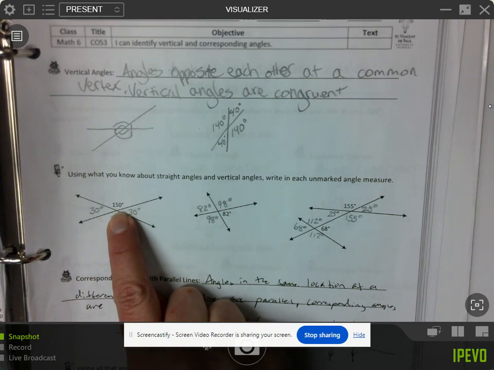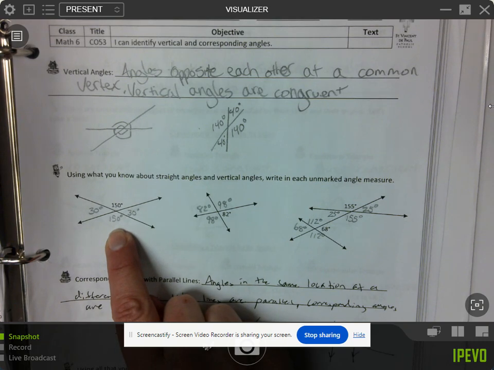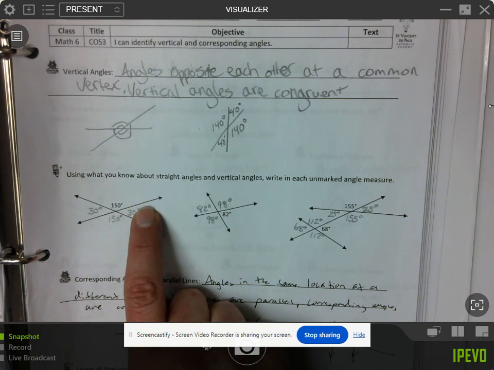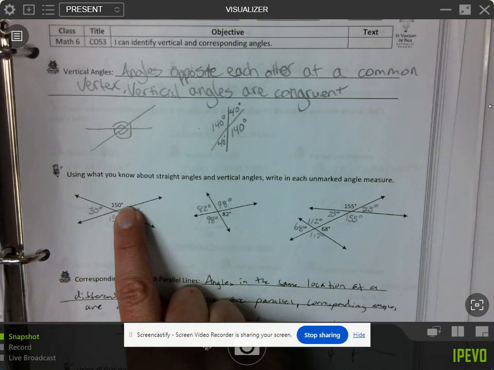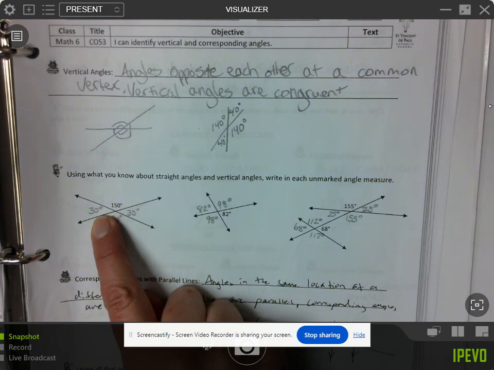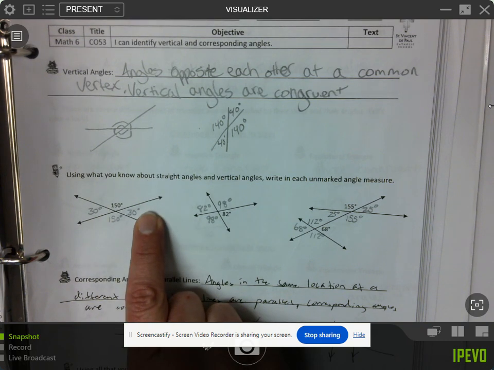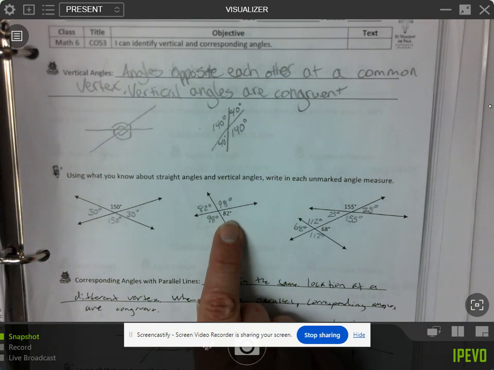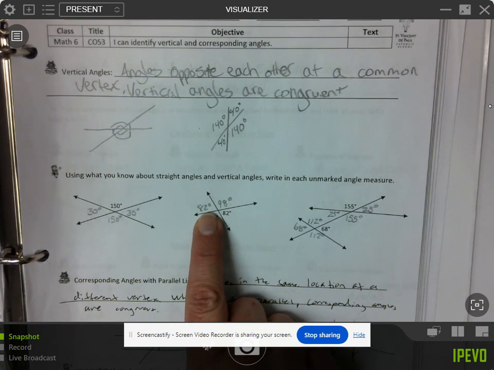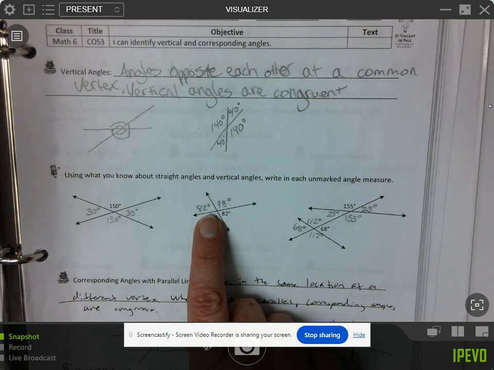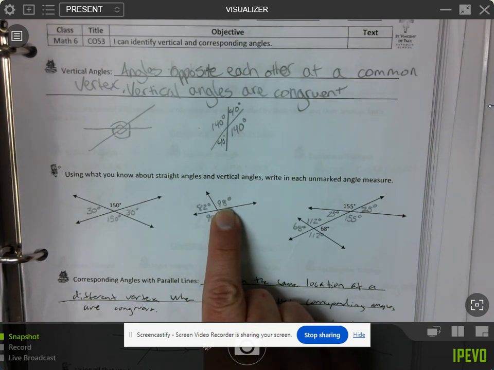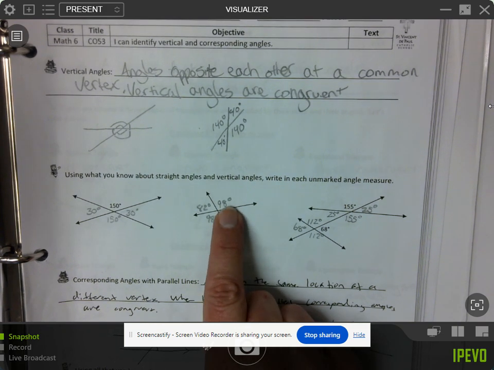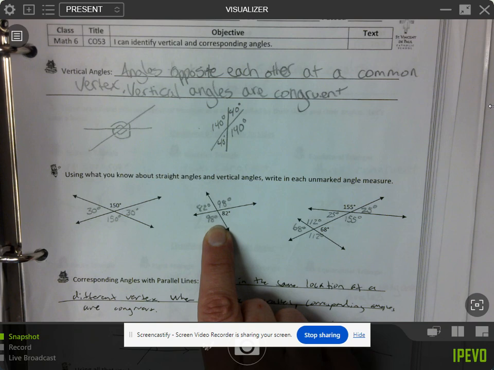So if this was 150 degrees, below it's 150. And then we know that a straight line is 180 degrees. So if we know this is 150 degrees, the other part of that supplementary angles would be 30 degrees. Opposite of it is 30 degrees. So over here we have 82 degrees. Opposite of it is 82 degrees. And then supplementary, if one side is 82, the other side has to be 98. Supplement or opposite angles, vertical angles, this one must be 98.